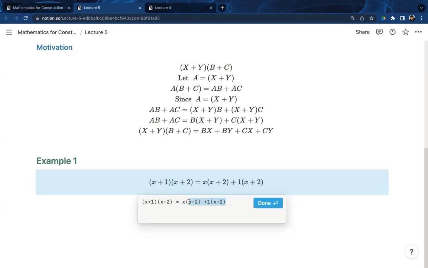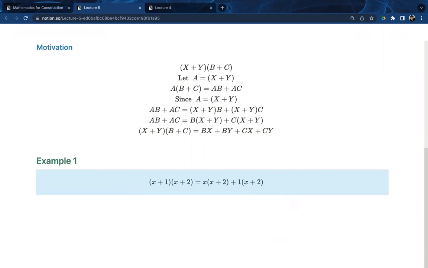So I could share the algorithm. The algorithm is this, right? When you see something like this, you write the second bracket twice. Okay, write the second bracket twice. That's the first thing. Then in front of the first bracket, put the first term, which is x. And in front of the second bracket here, put the second term, plus 1.